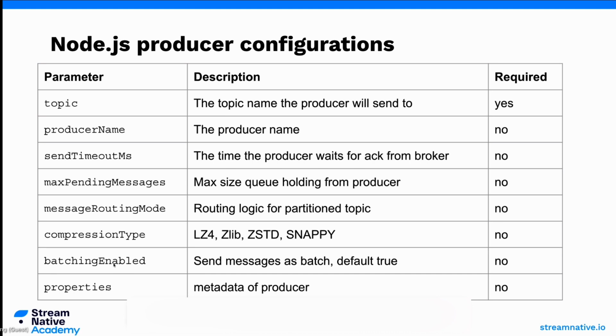You can also specify batching enabled. The default is true, so you don't need to specify it unless you want to disable it. Otherwise, for every message you send out to the broker, you need to wait for each message to be acknowledged. Batching saves you some round trips. If you send 5 messages to the broker, it will ack the 5 messages at the same time. There are also properties, metadata of a producer.